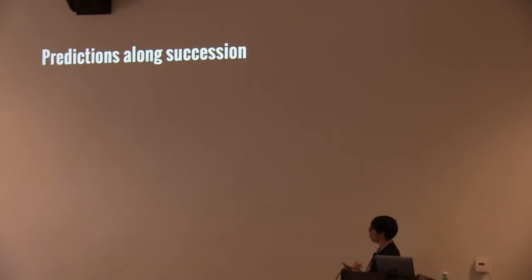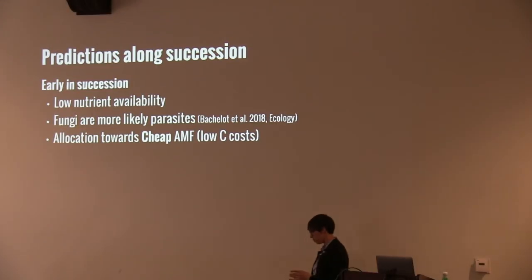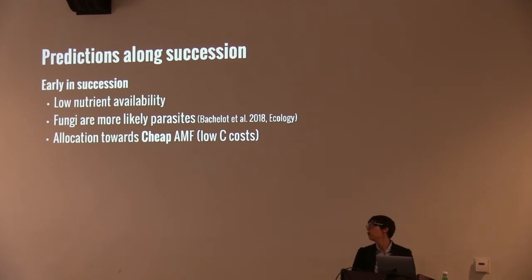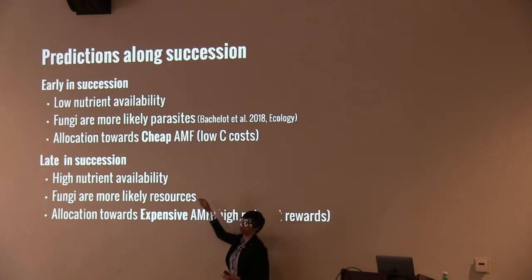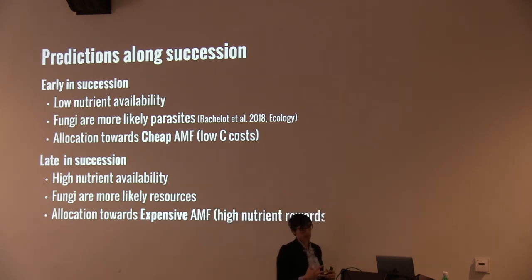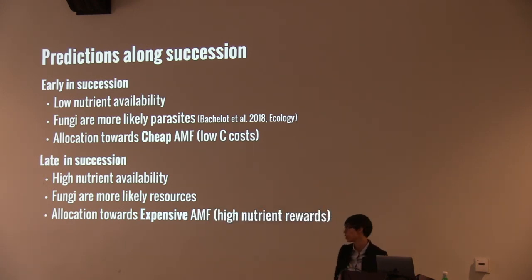But another thing that was exciting about this model is that you can use it to make predictions along succession. Think about how nutrient availability is changing along succession and use that to make predictions about the relationship between plants and mycorrhizal fungi. In particular, we thought that early in succession, when nutrient availability is very low, we would expect the fungi to be more like parasites, and the association to go towards the cheap fungi. Later, when you have much more nutrient availability, the fungi might be more like resources for the plant, and this time you might find more association with the expensive fungi.